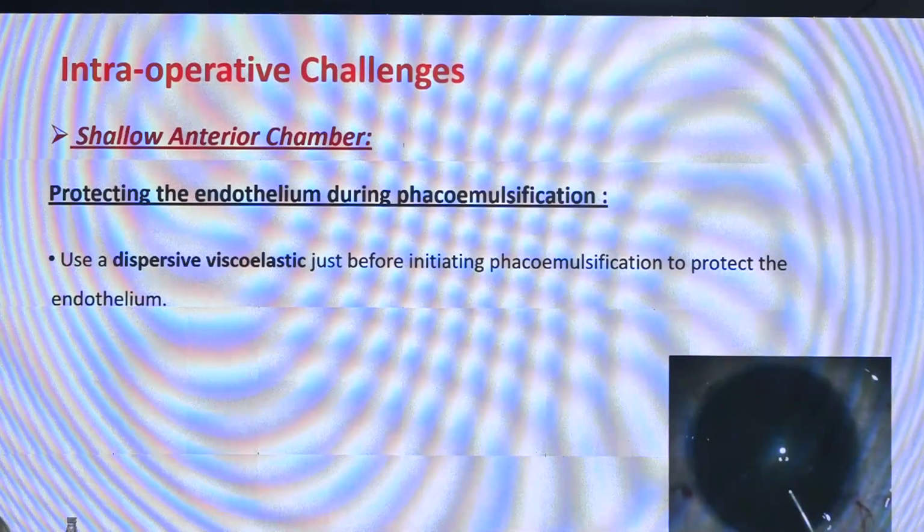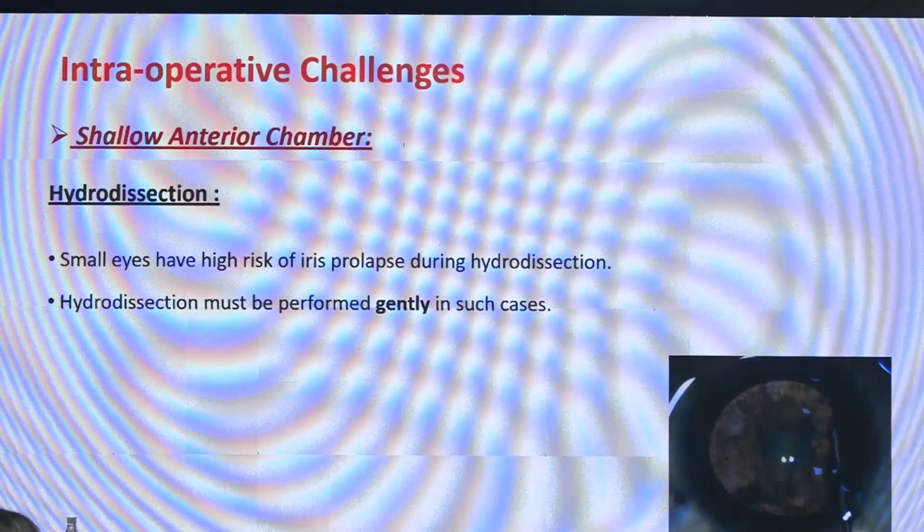Also, it is important to protect the endothelium during phacoemulsification because these eyes have a shallow AC. So use a dispersive viscoelastic like Viscoat just before initiating phacoemulsification, and you can replenish it also to protect the endothelium. In the hydrodissection step, small eyes have a high risk of iris prolapse, so hydrodissection should be done gently with minimal fluid in such cases.